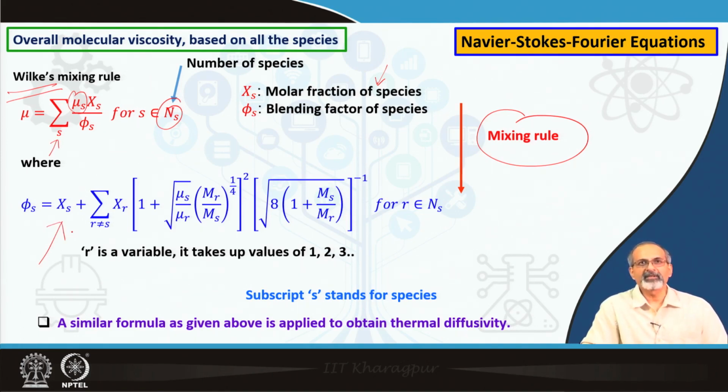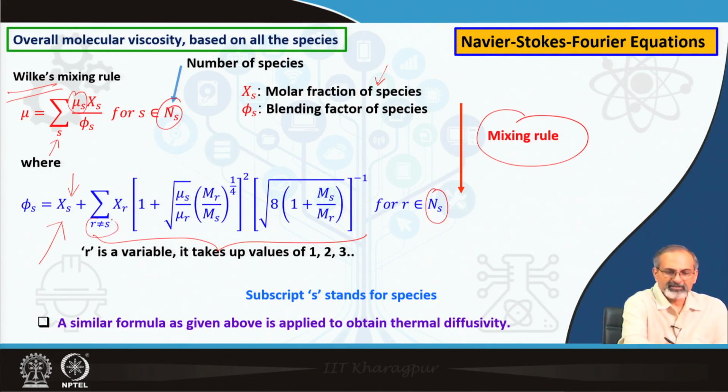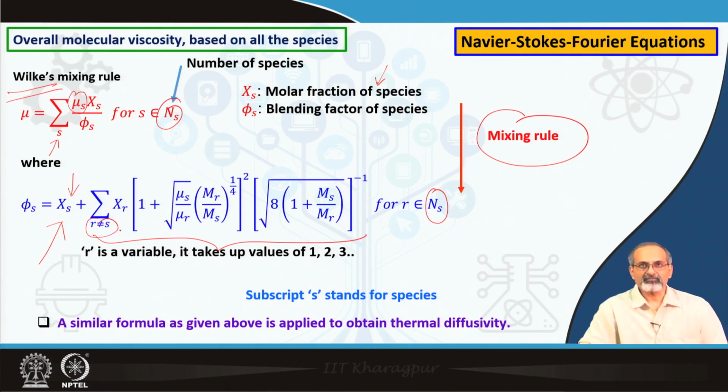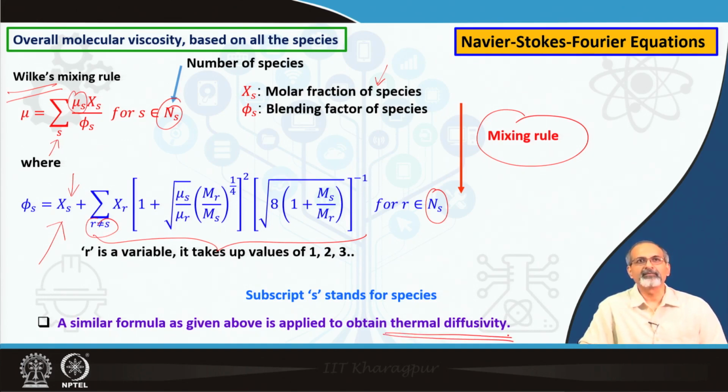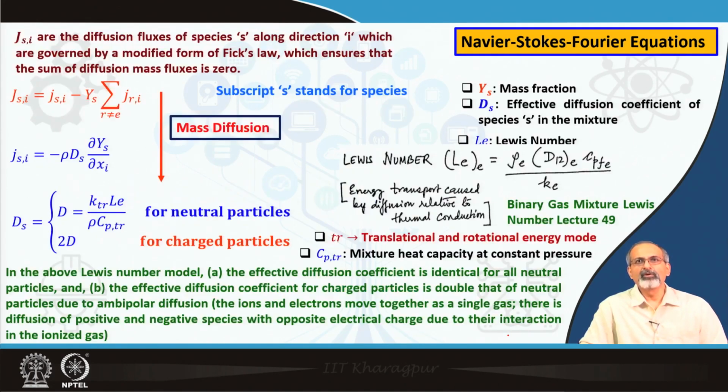So, in the phi s expression again you have the molar fraction coming in here, and then a rather complex expression here involving the molecular weights of the different species, and you sum it over all the n species, where the only thing that you have to remember is that r should not be equal to s. So, you take all the remaining species other than that particular one when you do the calculation here. A similar formula can be obtained for thermal diffusivity, for example. So, this is the way we calculate the mixing rule, and then we look at mass diffusion.